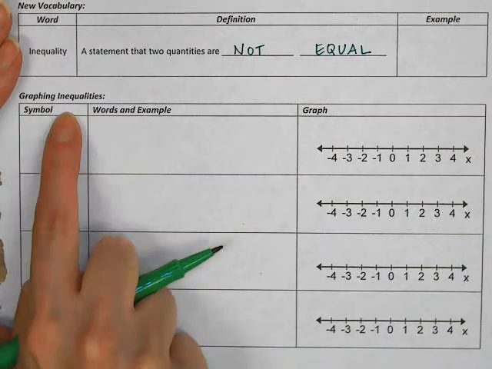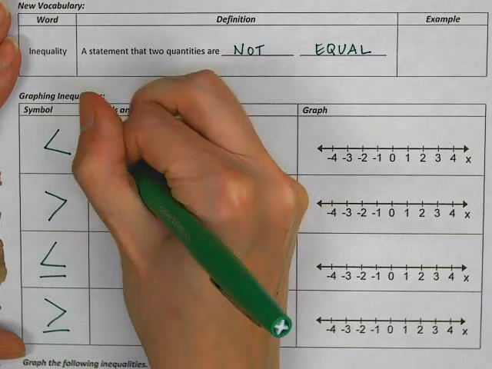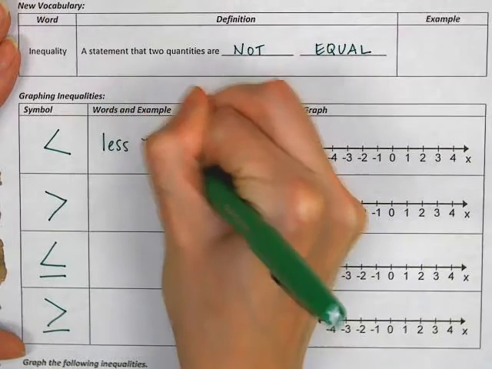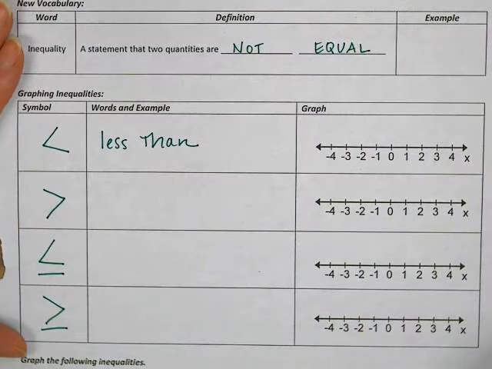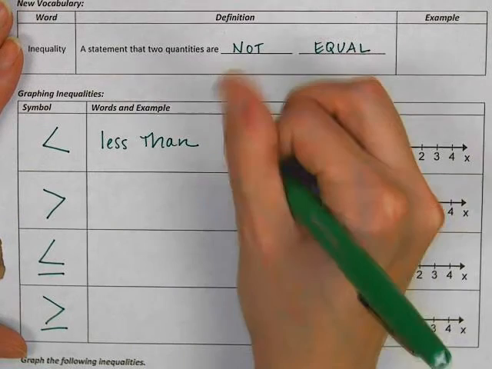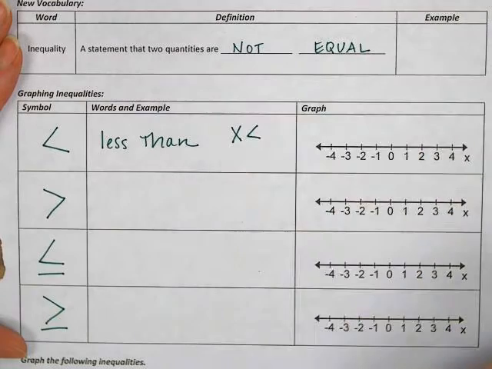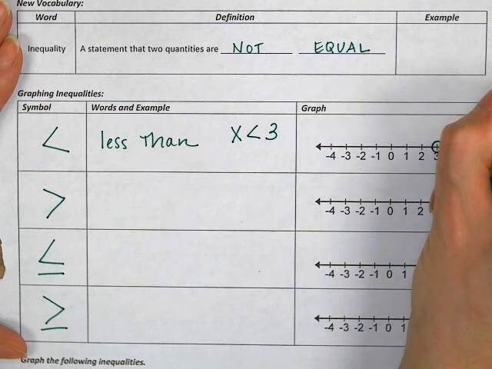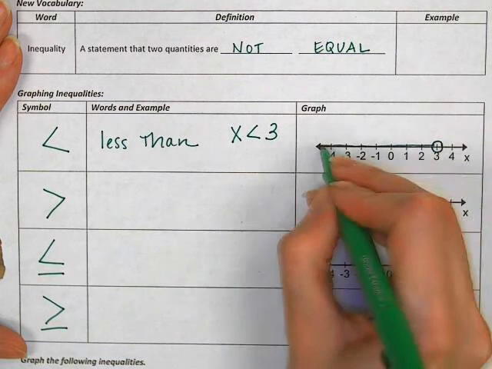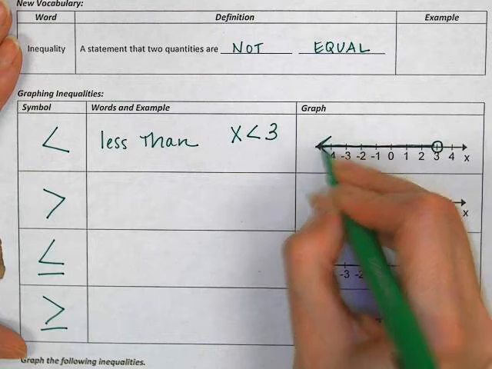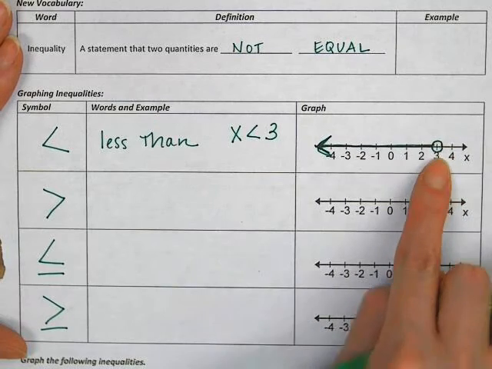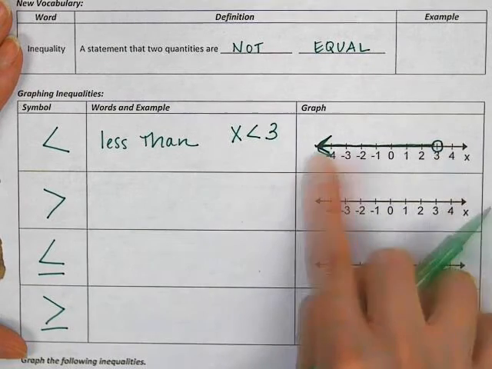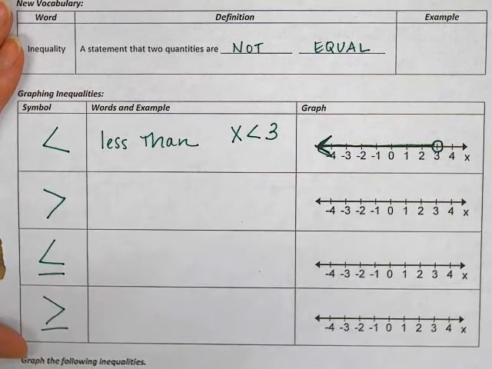This one looks like an L, so we call it less than. And when it's less than, let's say the problem was x is less than 3. You would put an open circle and the arrow goes left because less means numbers left on the number line. And an open circle means you don't want it to be 3. You only want things smaller than 3. So that's what the open circle says.